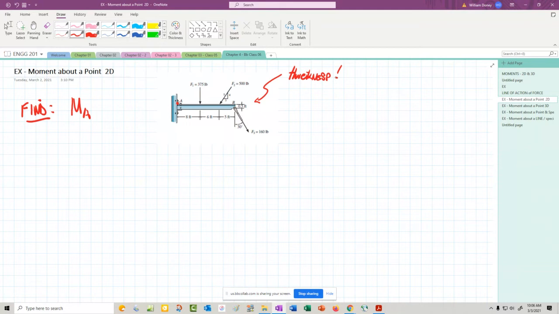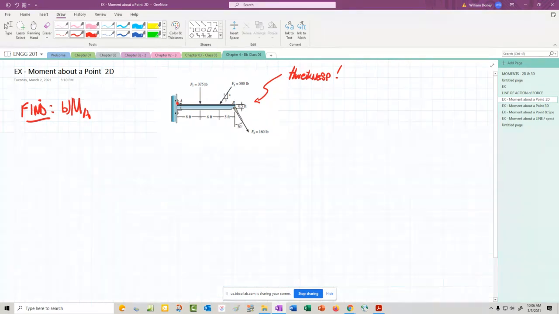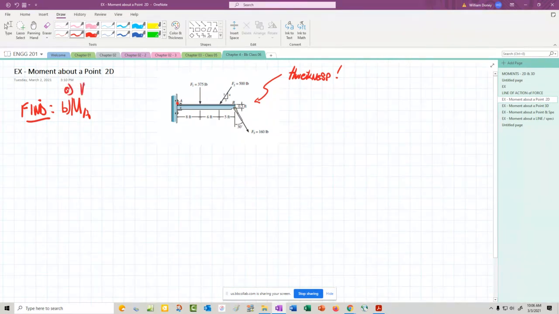So let's do this in 2 steps though. Before we find that, let's find the moment of each force about A. That would be the steps you would get anyway. You'd have to find the moment of all three of them, and then you add them together to get the resultant moment about A. So let's not jump to the end right off the bat. Let's do the individual steps, all right?